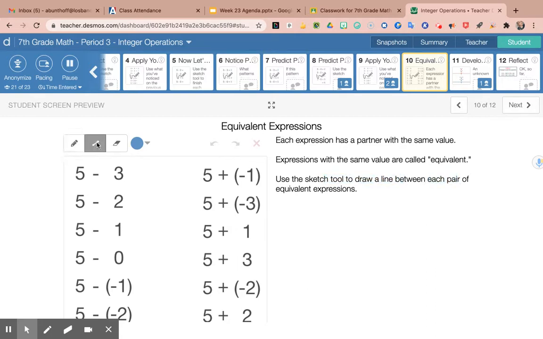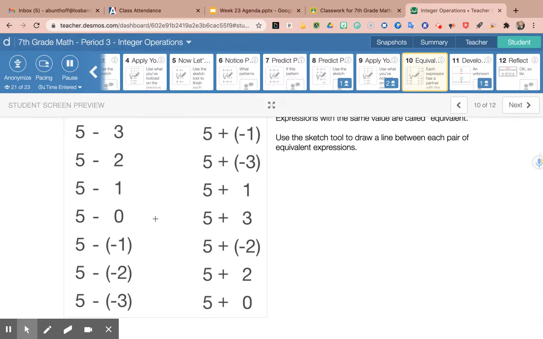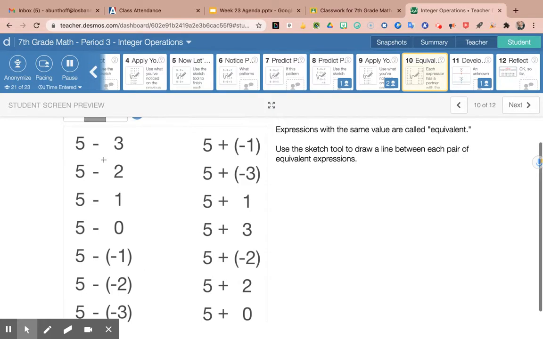So I'm going to use the line tool. I'll do a couple with you, and then I want you to finish it. So 5 minus 3 is 2, and 5 plus -3 is also 2. So subtracting 3 is the same as adding a negative. We've seen this before. Remember when you guys were writing subtraction and I wanted you to write them as addition? So subtracting is the same as adding a negative.